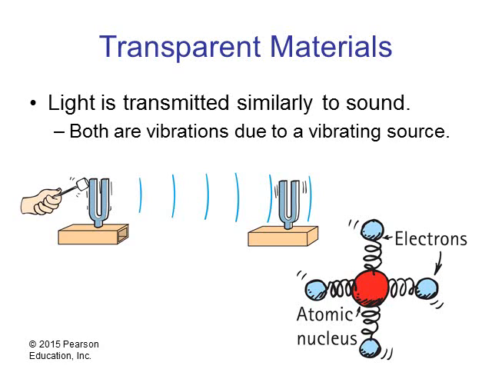Okay, transparent materials. Remember we're talking about opaque versus transparent. Light is transmitted similar to sound. So if the atoms and the electrons vibrate at a certain frequency that's transparent to the light frequency, it'll let the light pass through. It'll actually hit those molecules. They'll vibrate at the same frequency, bump into their neighbor. The neighbor vibrates at the same frequency, and out it pops the other side of the glass.